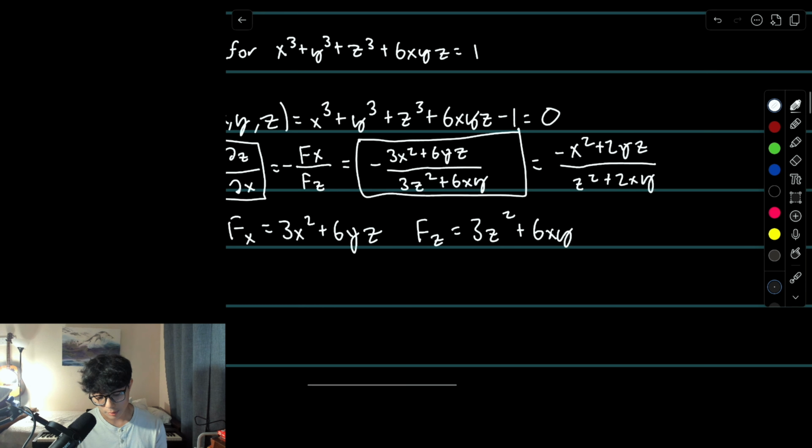Now if you're wondering how I simplified this, I noticed that you could take a 3 out of each of them, and once you take out that 3, you could just cancel it out and you are left with these coefficients over here.